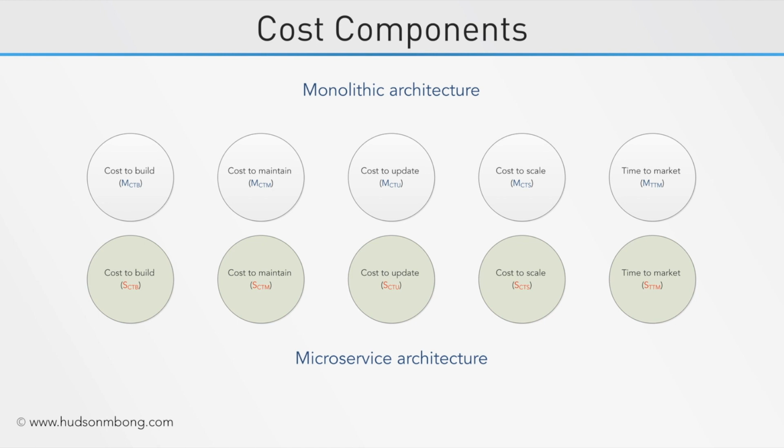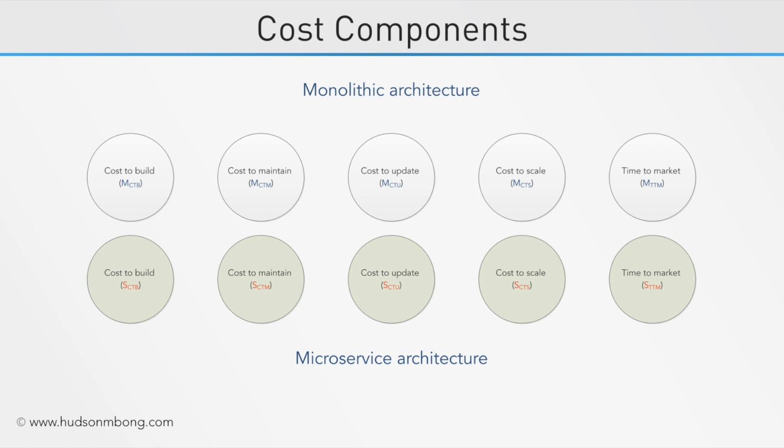Cost to maintain involves activities such as applying operating system patches and maintaining the infrastructure. Cost to change or update includes the cost of adding new features, bug fixing, retesting, regression testing, and releasing over the life cycle of the project.